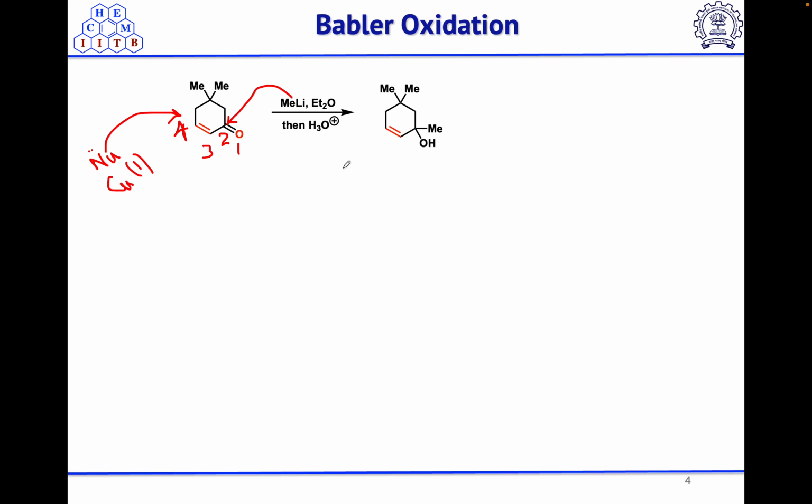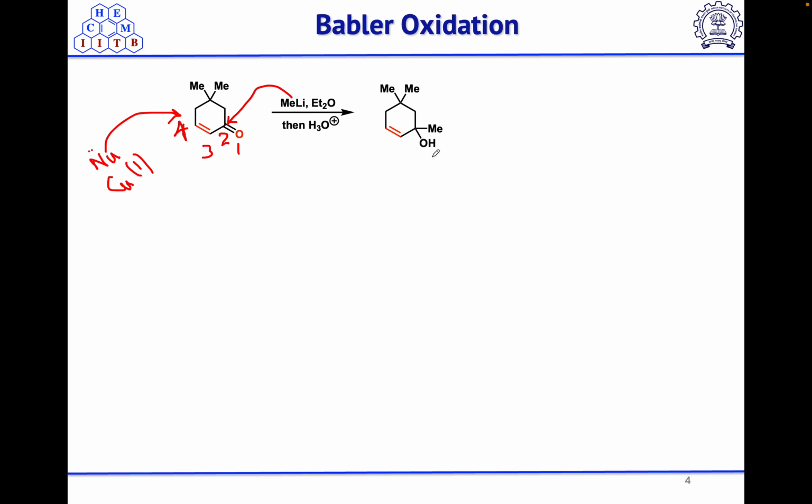Now we want 1,2 addition, so 1,2 addition will take place now, and you will get this alcohol. If you see this alcohol, this is a tertiary alcohol.